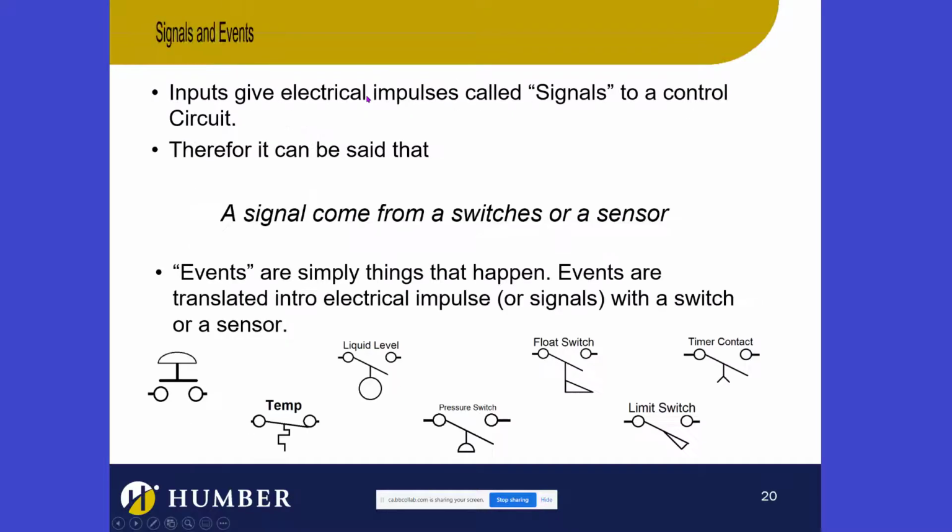Let me tell you about what an event is. So signals and events. Events are really complicated. It's really hard to wrap your head around an event. Inputs give electrical impulses called signals to a control circuit. So any kind of input is going to give some kind of electrical impulse. That makes sense. Events are simply things that happen. Events are translated into electrical impulses or signals with a switch or a sensor.